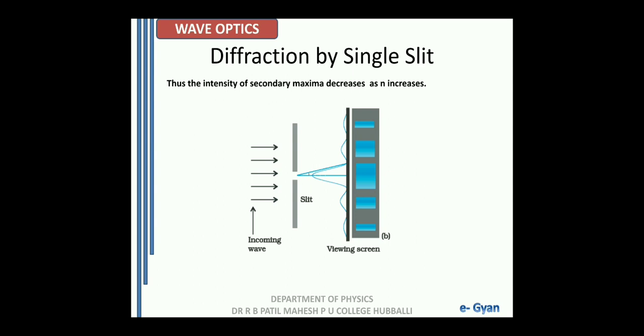To sum up, at the center we have the central maximum, then on either side the first secondary minima, then the first secondary maxima, then the second secondary minima, then the second secondary maxima, then the third secondary minima, and so on. So this was the diffraction phenomenon by a single slit. Thank you.